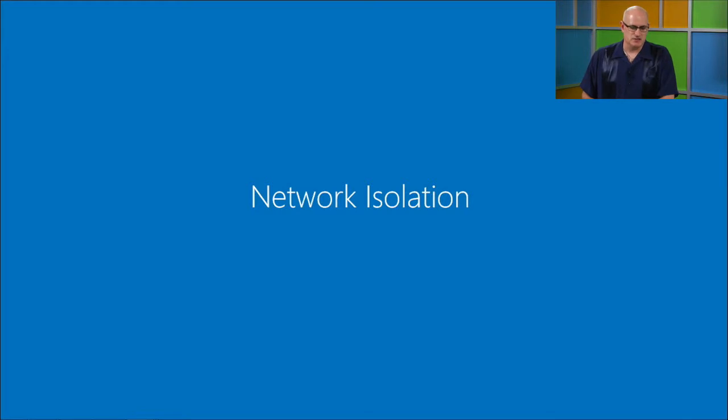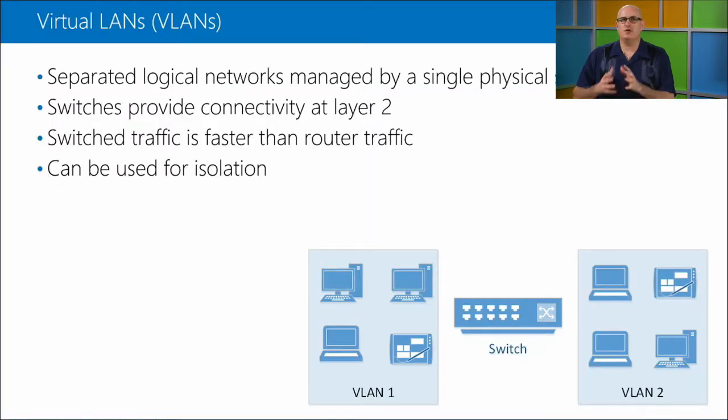Network isolation. Basically with VLANs, enabling a computer to be isolated from the rest of the system, disallowing it to communicate with those other systems until it comes back into compliance. A virtual network, virtual LAN, is separated logical networks managed by a single physical switch. Switches provide connectivity at layer 2, the data link layer. Switch traffic is faster than router traffic and can be used for isolation.